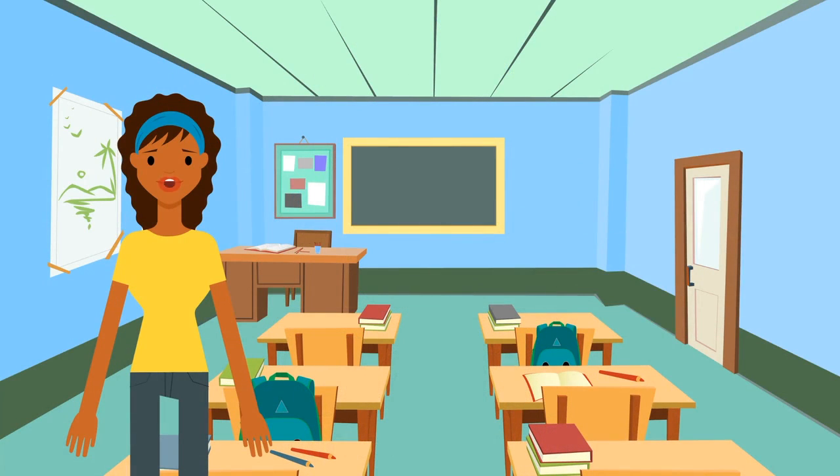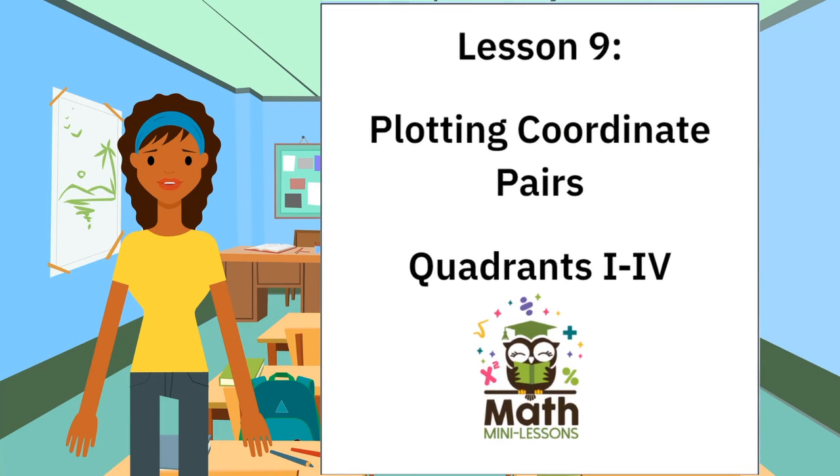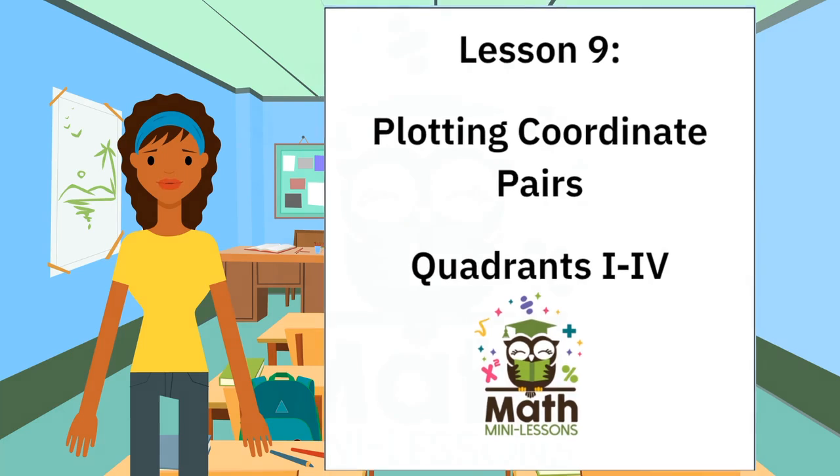Welcome back to Math Mini Lessons, and today we're going to plot positive and negative numbers in all four quadrants on a graph.